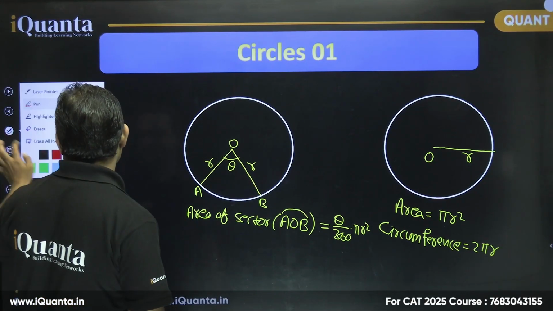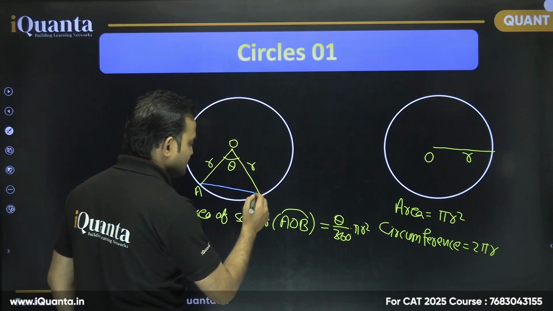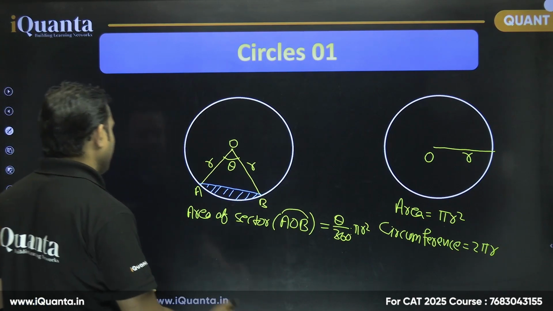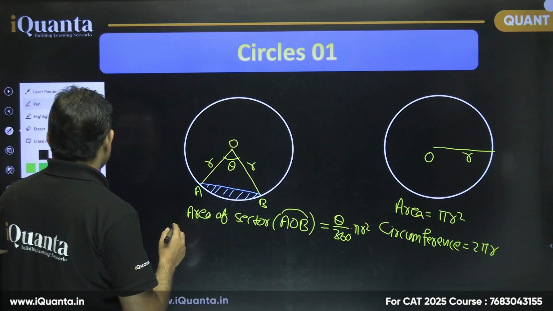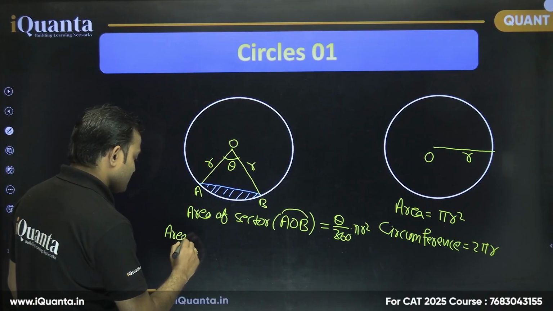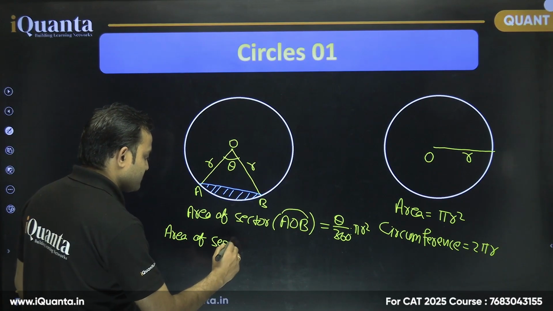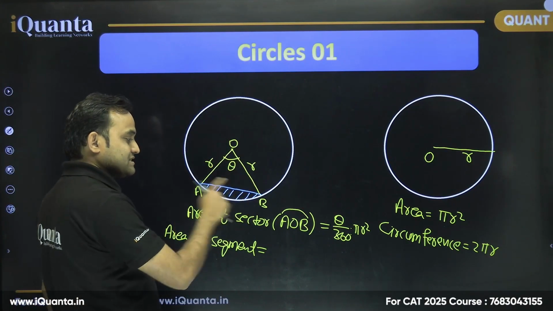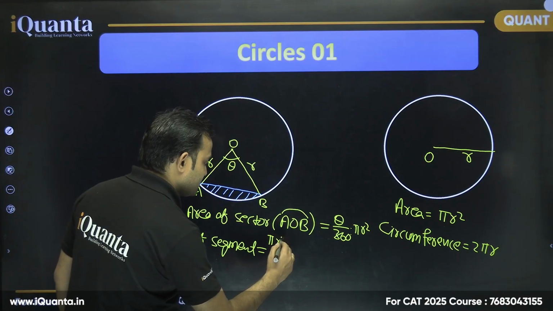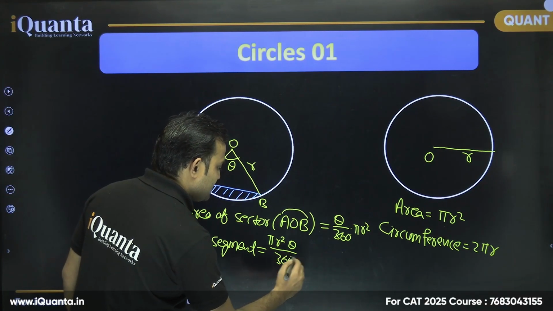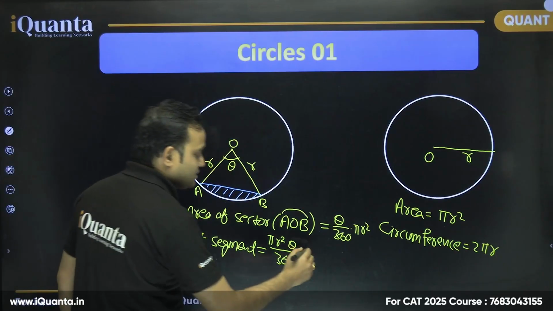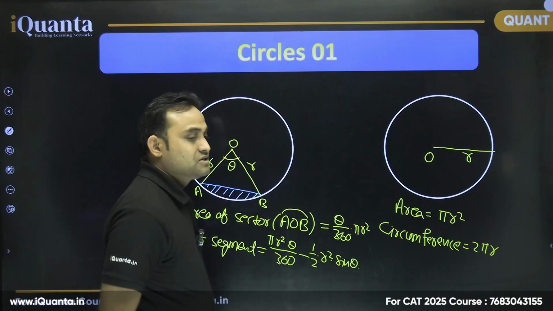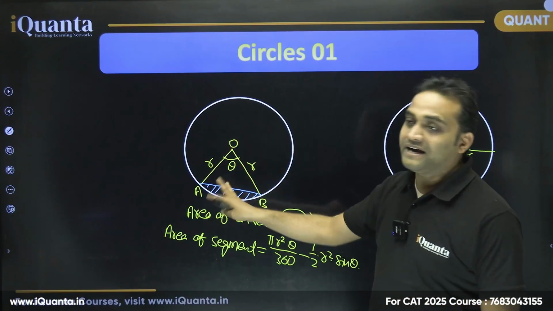Now in this sector we also get a segment. So this shaded region is known as a segment. And how do we find the area of this segment? The area of the segment made by angle theta is equal to the area of this sector, which is pi r square theta upon 360, minus the area of this triangle, which we can write as half r square sine theta. Okay, so this is how we can find the area of sector and area of segment.